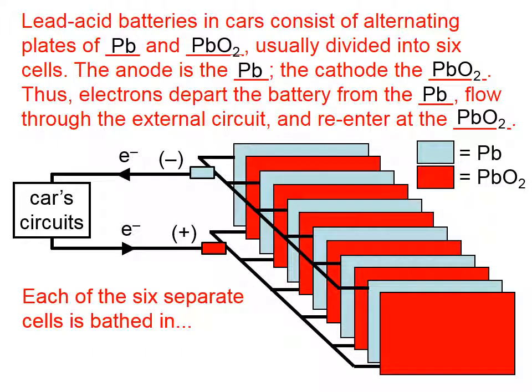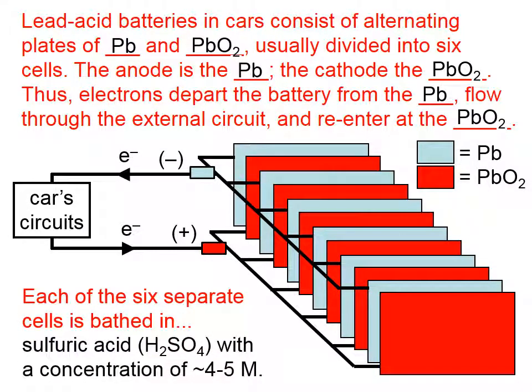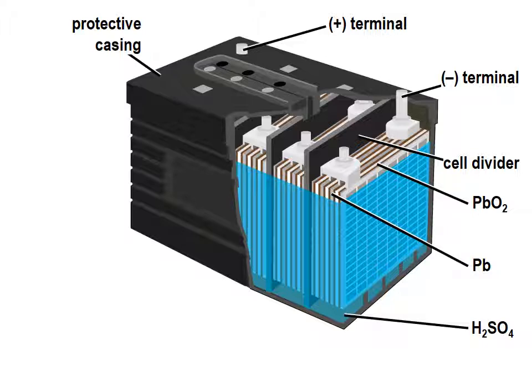Each of these 6 separate cells, we mentioned that there were 6 of them, is bathed in sulfuric acid that has a concentration usually of between 4 and 5 molar. So it's pretty concentrated. Here's a better picture of a lead-acid car battery. You can see that here's a cell, and there are 6 of them in any given car battery.